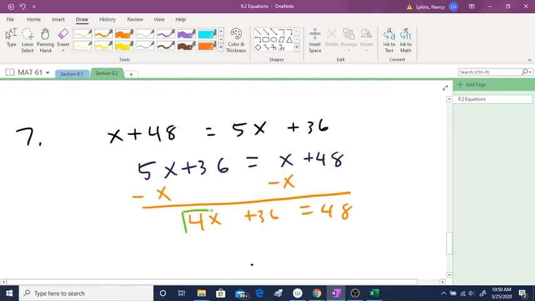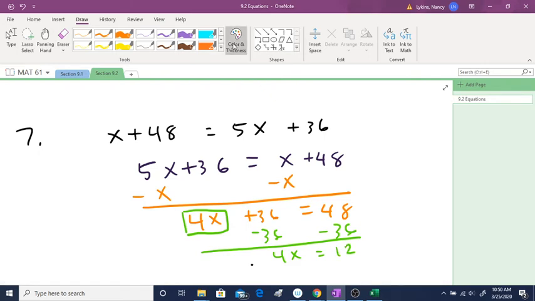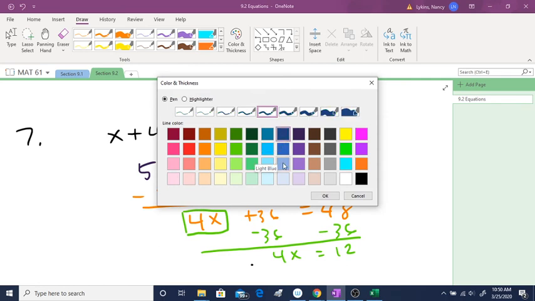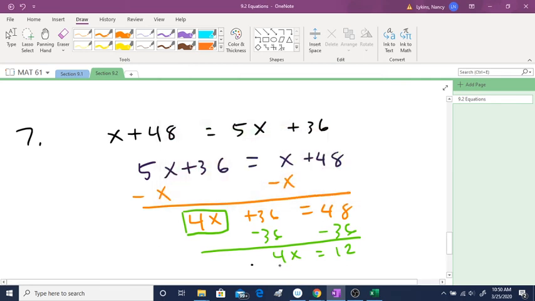Now I'm going to protect this 4x. I need to get rid of, or in other words, move the 36 over to the 48 by subtracting it. So the 36 cancels. Subtract 36, and now you get 4x equals 48 minus 36, which is 12. Now, to move the 4 over, since that's 4 times x, you have to do the opposite and divide on both sides by 4. The 4's cancel, so that leaves you x equals 3.